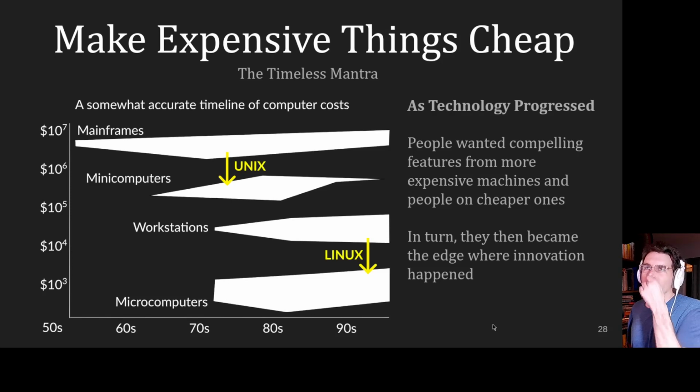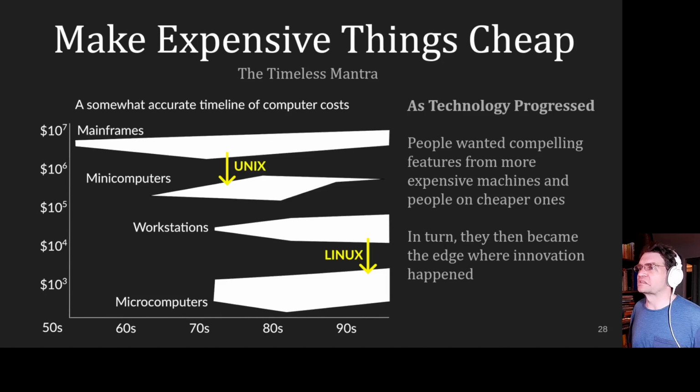All right. Essentially, as technology progressed, people wanted to have some of the compelling features from the more expensive machines on the cheaper ones. You can see this in The Innovator's Dilemma by Clayton Christensen, where he talks about how people who are getting the cheaper things wanted to do some of what the more expensive things do, and eventually it gets there.